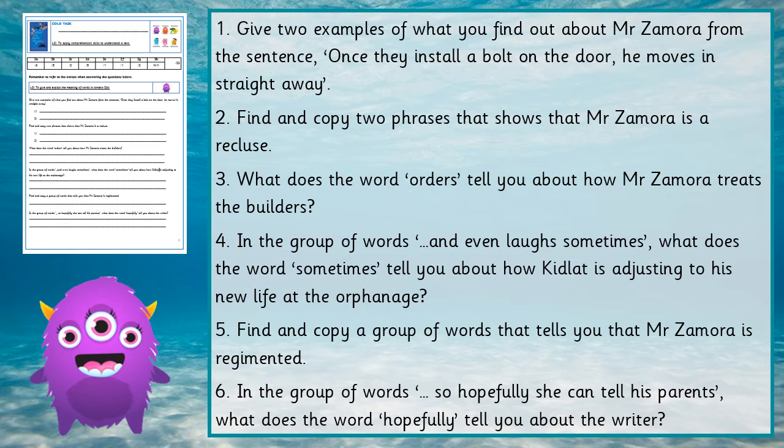Zamora is a recluse. Number 3, what does the word orders tell you about how Mr. Zamora treats the builders? Number 4, in the group of words and even laughs sometimes, what does the word sometimes tell you about how Kidlat is adjusting to his new life at the orphanage? Number 5, find and copy a group of words that tells you that Mr. Zamora is regimented. And number 6, in the group of words, so hopefully she can tell his parents, what does the word hopefully tell you about the writer?